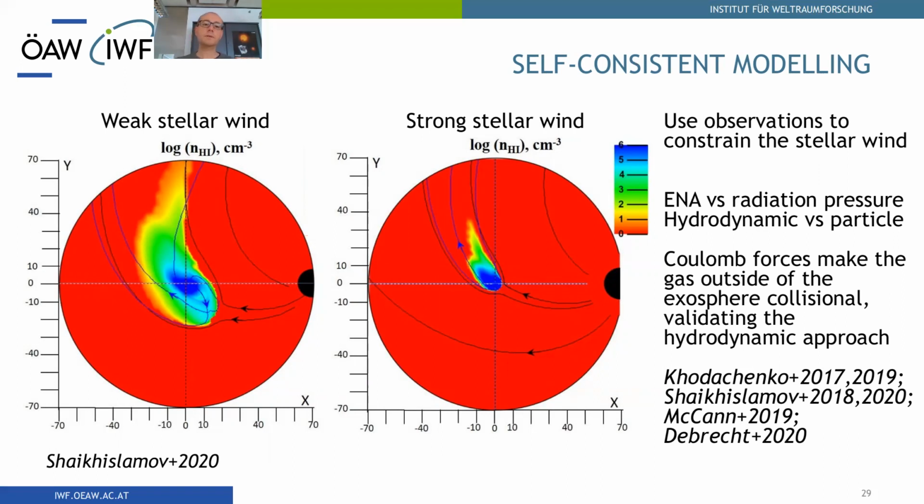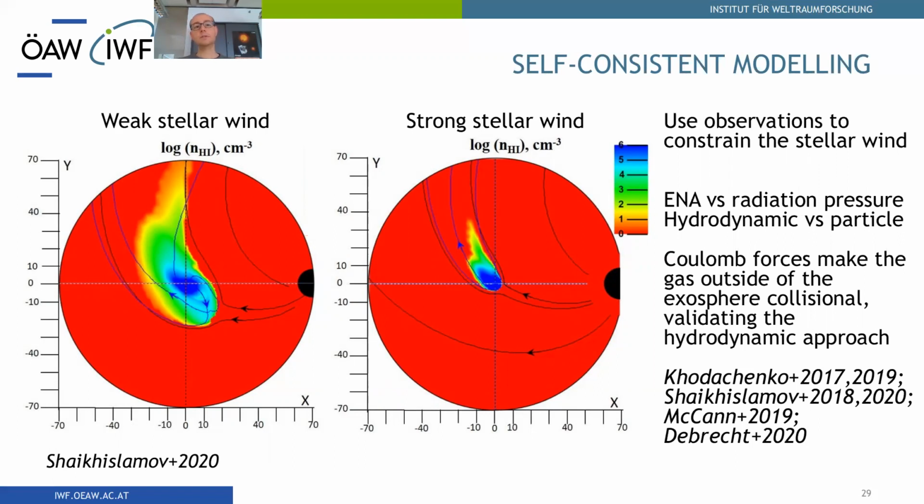And these two plots, for example, show the difference that these kinds of codes obtain when considering a weak stellar wind in which the planetary atmosphere is allowed to expand, and considering instead a strong and dense stellar wind in which the planetary atmosphere is then more contained and confined around the planet. So this demonstrates that using Lyman alpha transit observations is also a way of constraining stellar winds.